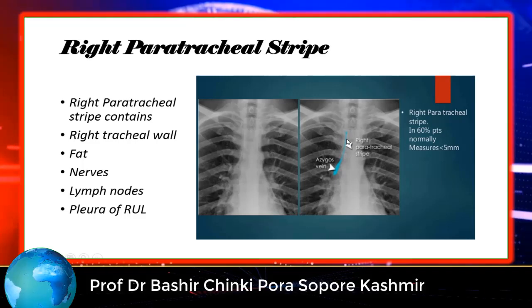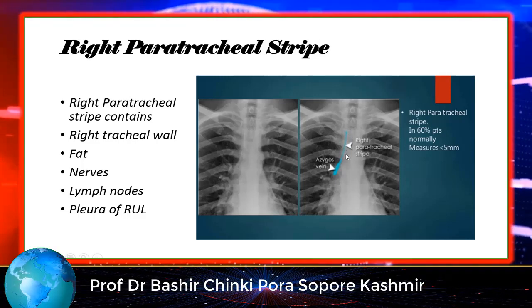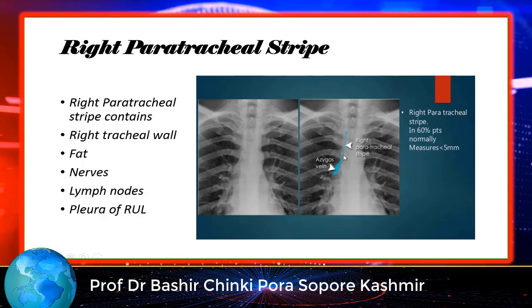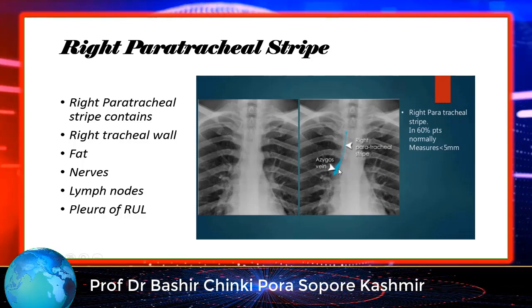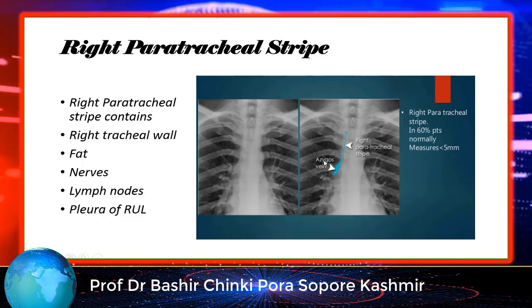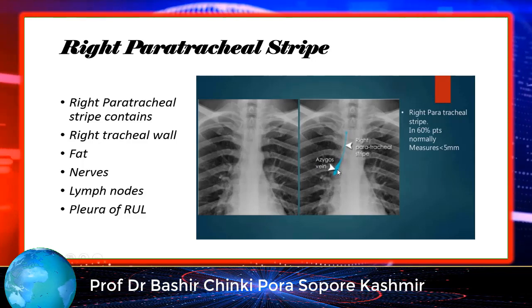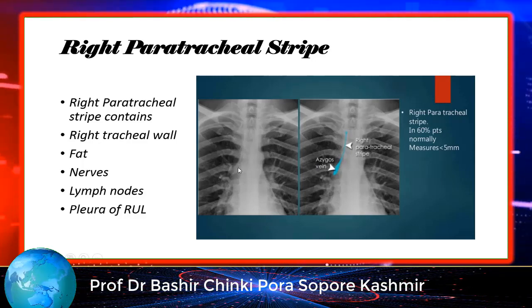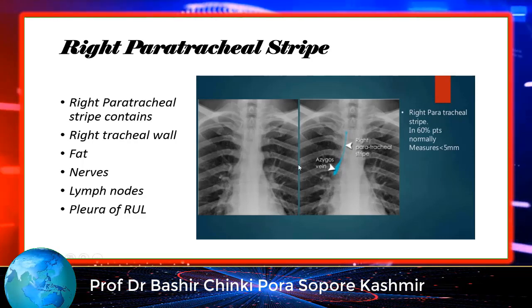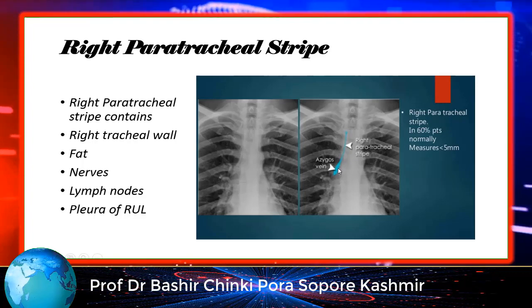You can see here, this is the right paratracheal strip or line, and it goes down up to the tracheobronchial junction and ends near or at the azygos vein. So this is the azygos vein here, this part. It can be seen here on the X-ray. Exactly, now shown very clearly here.